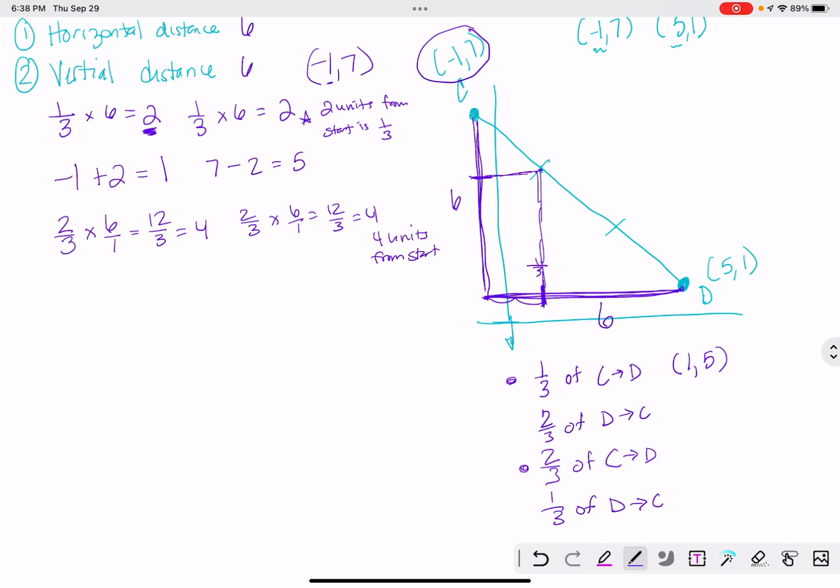So I'm going to take my -1 plus 4, and that's going to give me +3. Okay, now I'm going to do the same thing with my 7, because remember, we're still looking at my initial point being C. So my 7, but this time I'm going down, right? Because I'm trying to get from here to here about 2/3 of the way. So I'm going to take 7, because I'm going down, I'm going to subtract those 4 units, which gives me another 3.